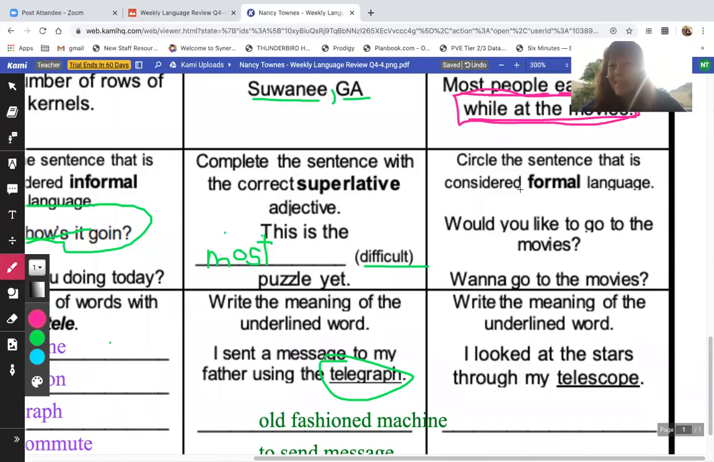All right, next one. Circle the sentence that is considered formal. Remember, formal is something that you would use in maybe fancy situations, like if you were talking to somebody very, very important or someone you didn't know, not your friend, right? Informal would be your friend or maybe your brother or sister. So, would you like to go to the movies or want to go to the movies? So if you were talking to the Queen of England, which one would you say? I think I would say this one. Would you like to go to the movies? Because that would be proper English, right? Wanna is not really a word. It's called slang.